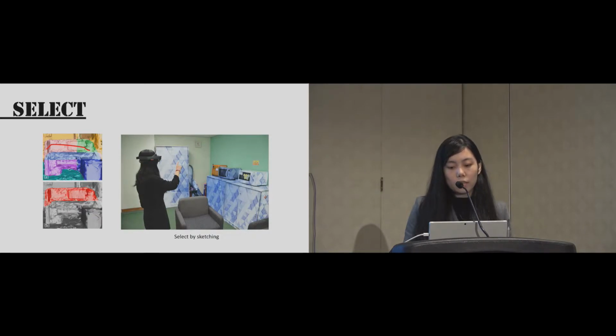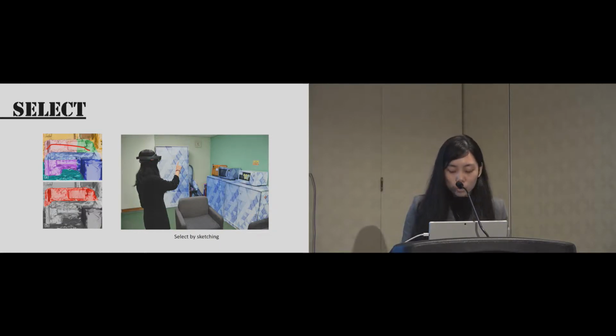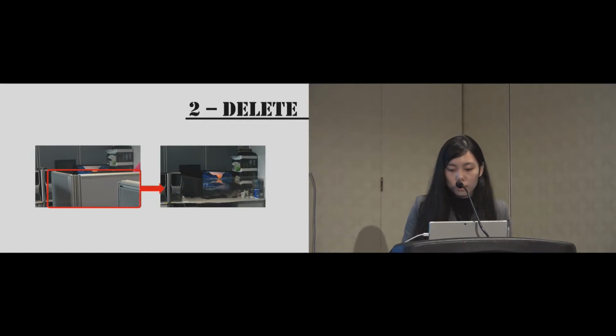So we use head sketching for the selection, which could make the interaction natural for most users. And based on the positions of head and hand, we could project the hand moving paths on the object surface, and then we can select them.